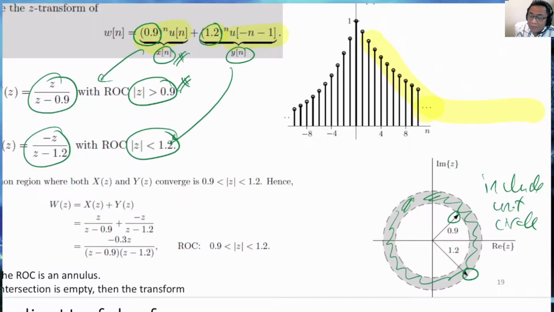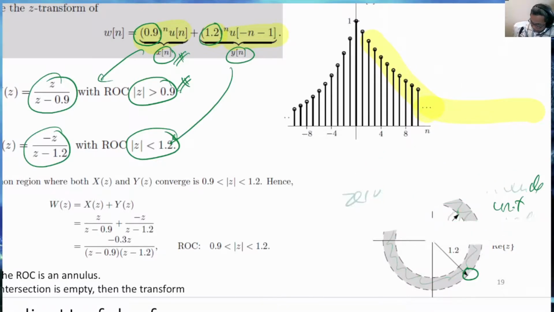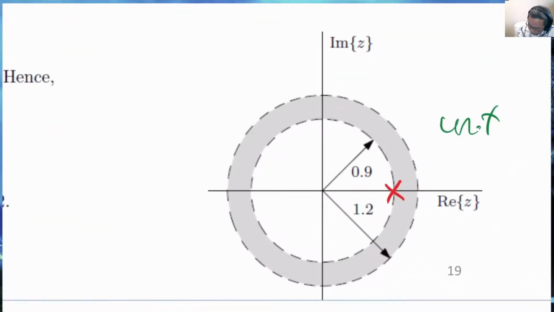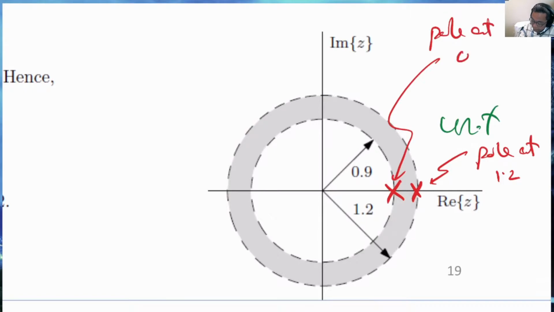So later on, when we study stability, plotting the pole and the zero diagram allows us to see whether the ROC intersects with the unit circle, and if it does, we can immediately conclude that the sequence will converge. So where is the pole position? We should have drawn it here. 0.9 is positive 0.9 plus j0. 1.2 is positive 1.2 plus j0. So we should have drawn these two pole positions here. So pole at 1.2, pole at 0.9.